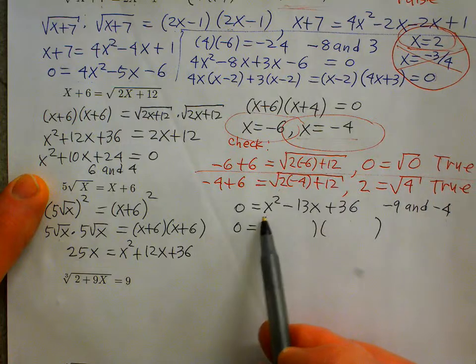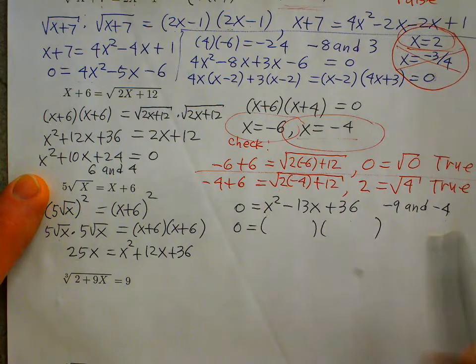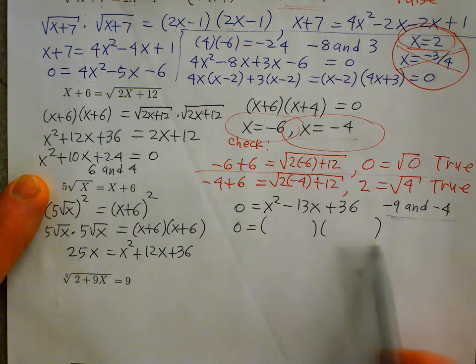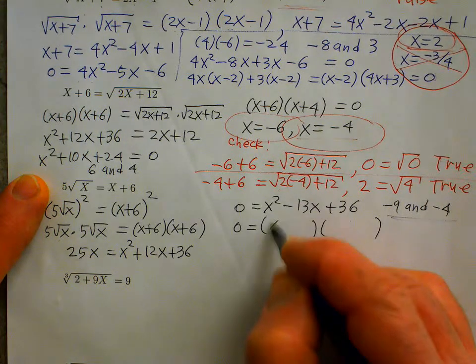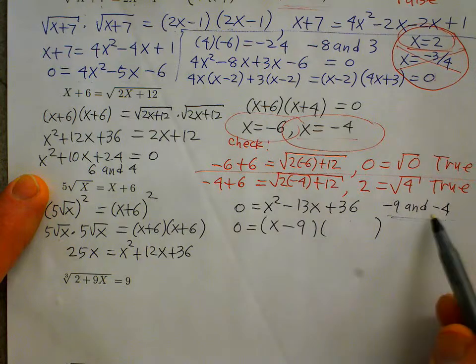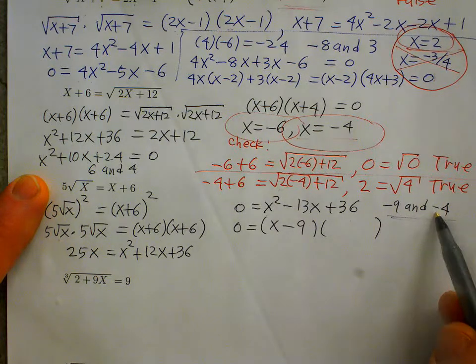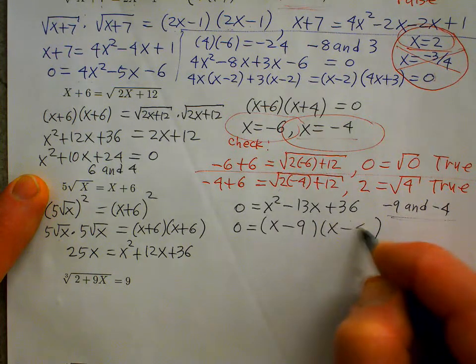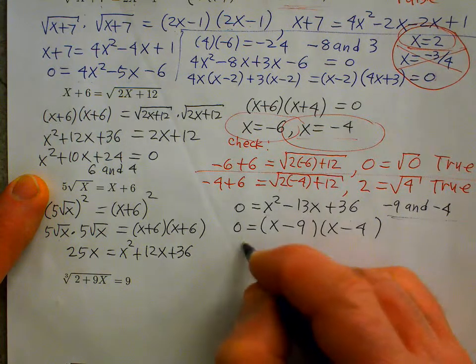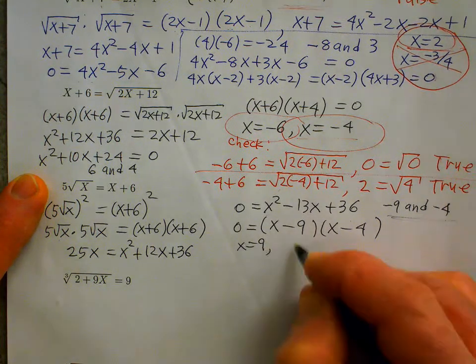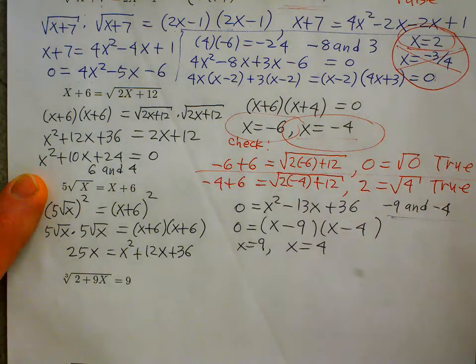Okay, the coefficient of x squared is 1, so we can use the abbreviated AC method to write down the factors. Since one of the numbers is negative 9, one of the factors is x minus 9. The other number is negative 4, so we can write x minus 4. And this equation has two solutions, x equals 9 and x equals 4.